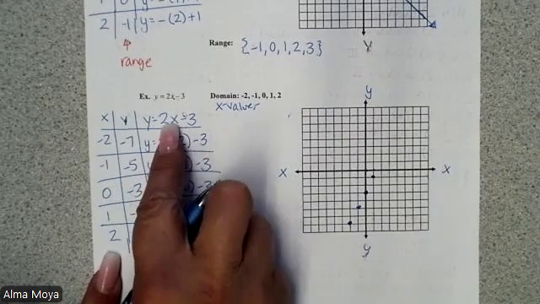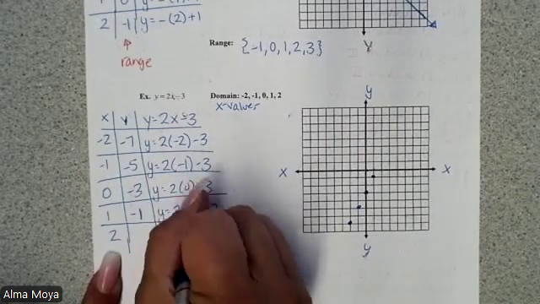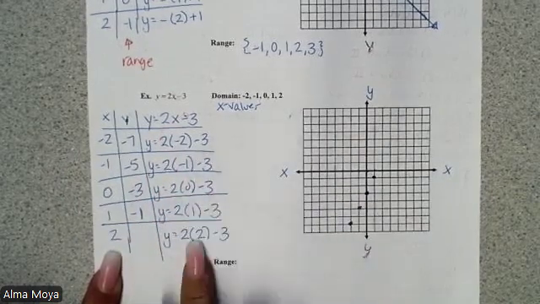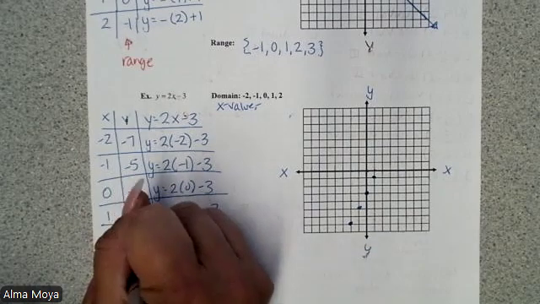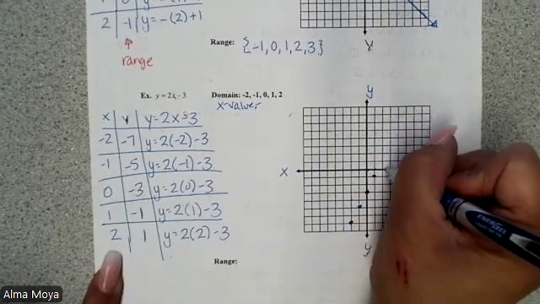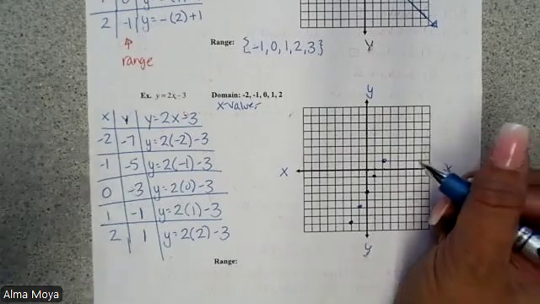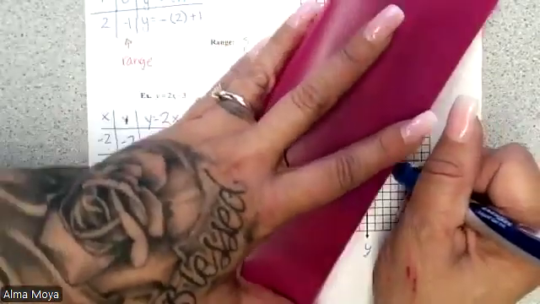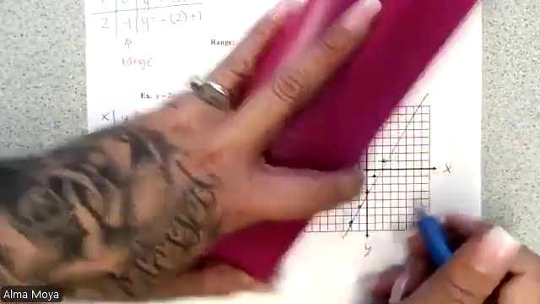Last one here, I'm going to plug in the number 2. Y equals 2 times 2 minus 3. 2 times 2 is 4, minus 3 gives me a 1. So at x is 2, y is 1. And once again, I'm going to use my straight edge and I'm going to connect it and extend it.